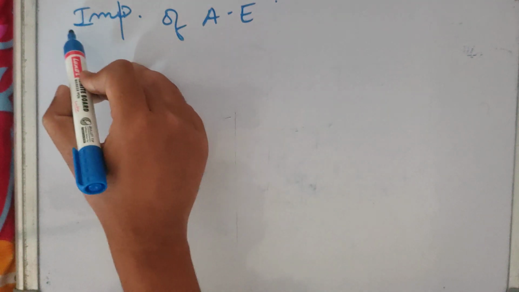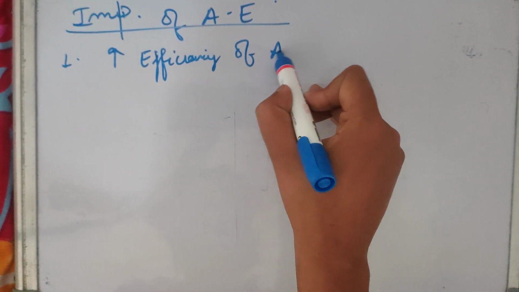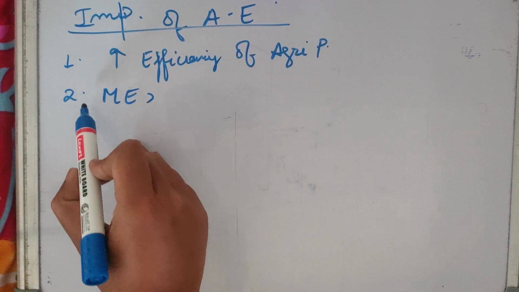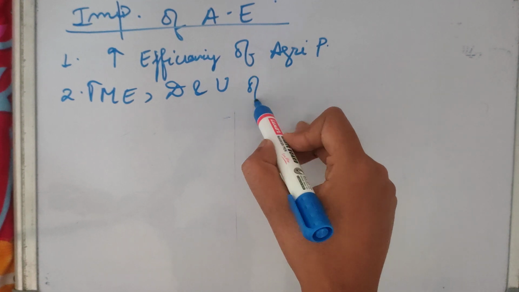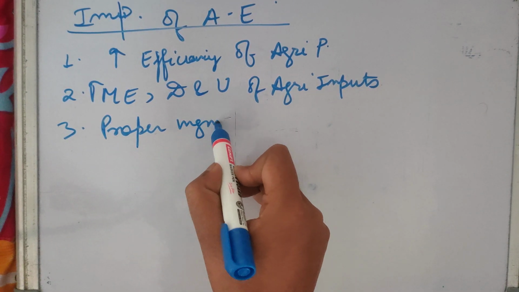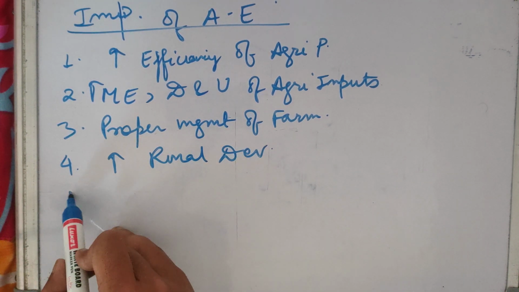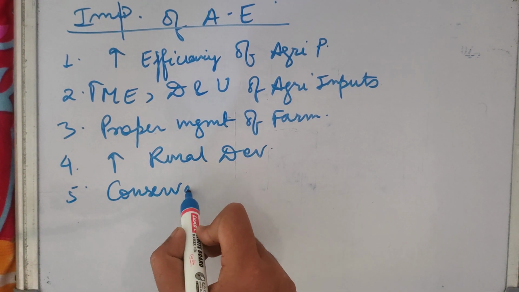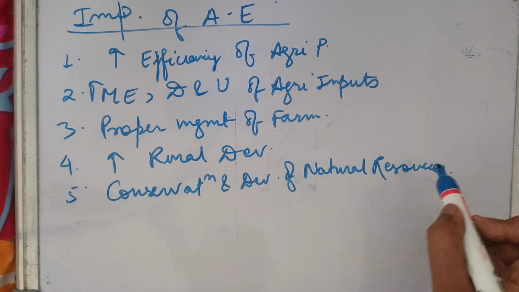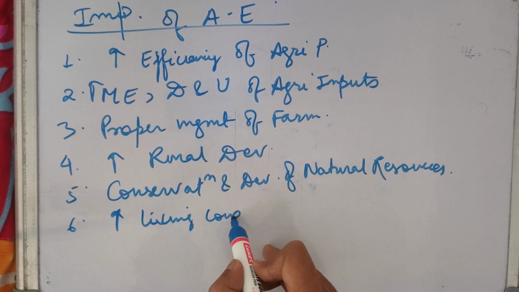Importance of agriculture extension. First of all, it increases efficiency of agricultural production. It increases market efficiency, distribution and utilization of agricultural inputs. It involves proper management of farm. It helps in improving rural development. It helps in conservation and development of natural resources, that is agriculture soils. It enhances living conditions or standard of living.